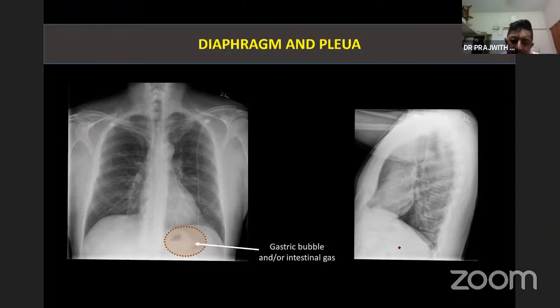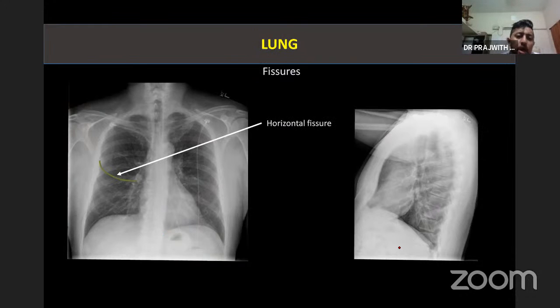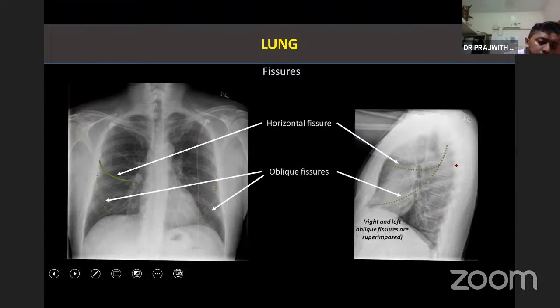Then we saw the gastric bubble with internal gas, and then we have the horizontal fissure, which is not seen here, but that's how the horizontal fissure will be present. And along with the horizontal fissure, there will be a vertical fissure dividing the lung into upper lobe, middle lobe, and lower lobe. I'll go through the fissure in detail when I'm talking about the collapse. Just remember that this is how the fissure runs.